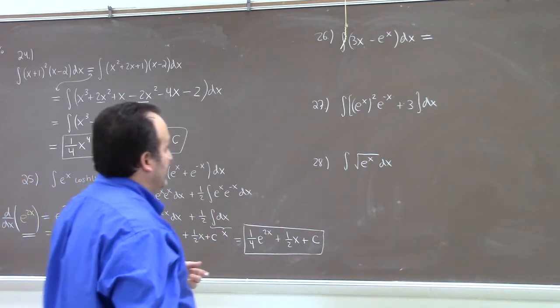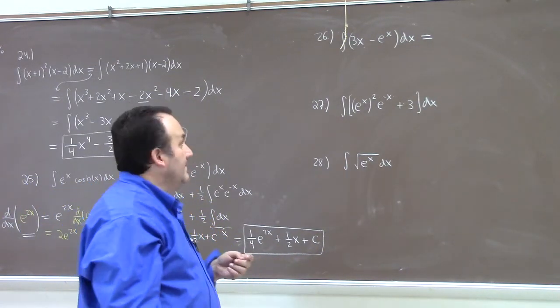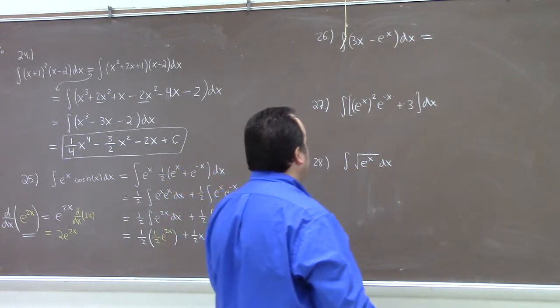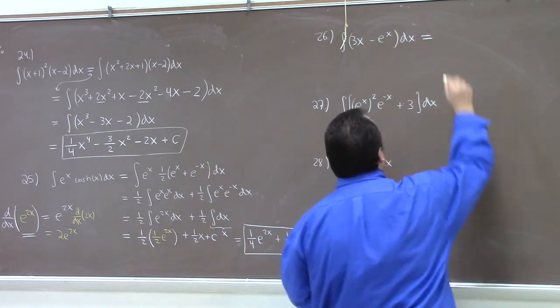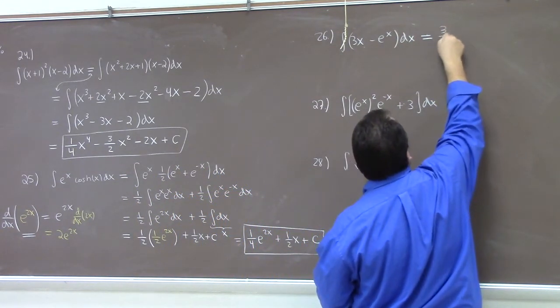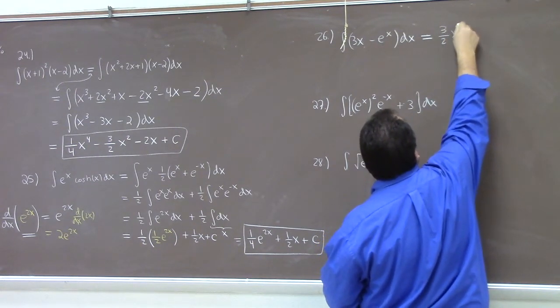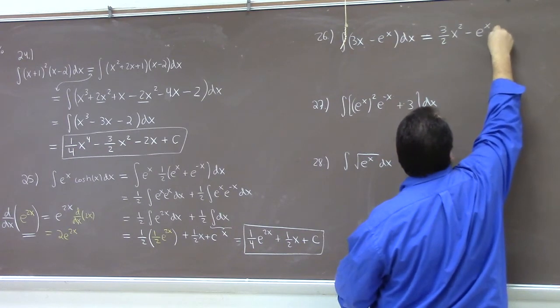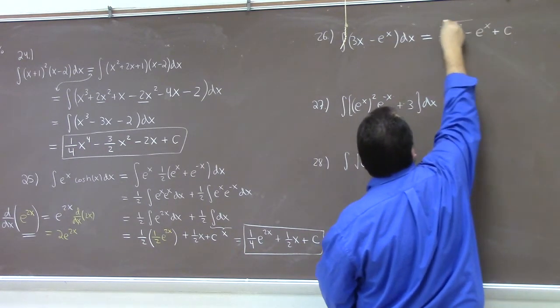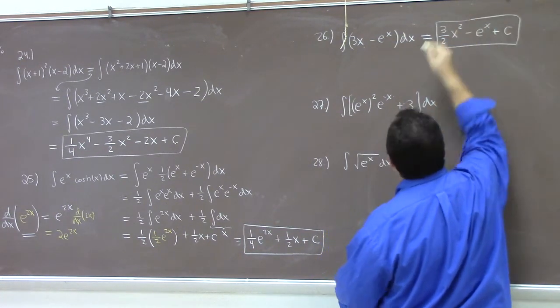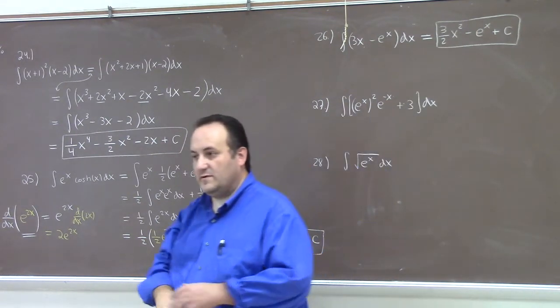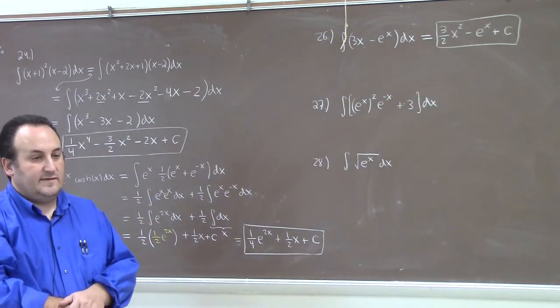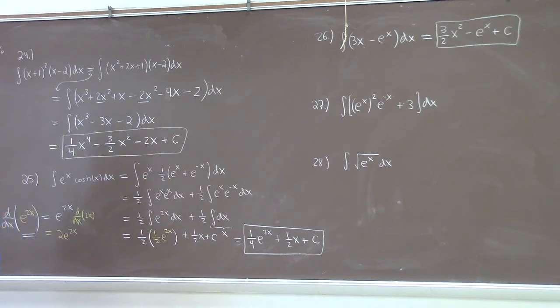So what did you guys get for 26? I get 3/2 x squared, yeah, minus e to the x plus a constant. Did you guys get that? I hope you got that. Again, the integral of x is 1/2 x squared. The 3 rides along. The integral of e to the x is e to the x, and that's just how it is.